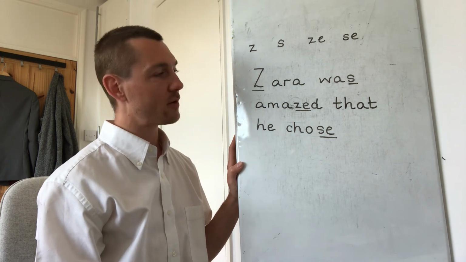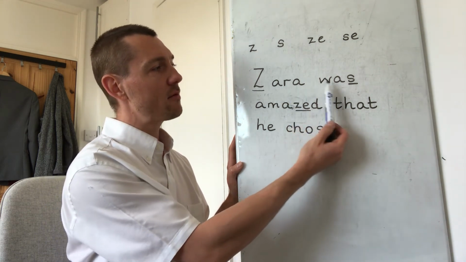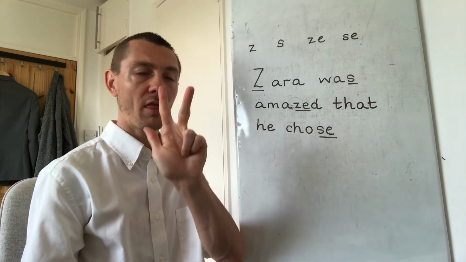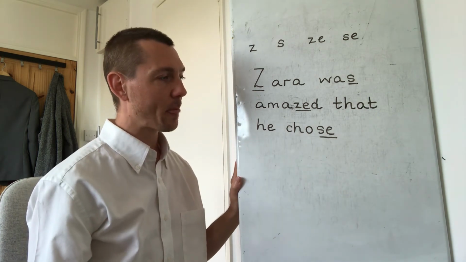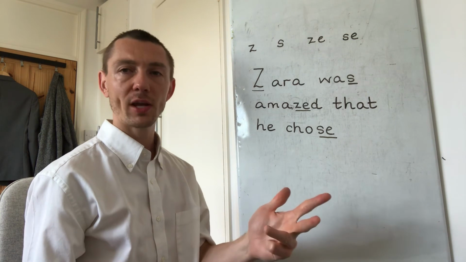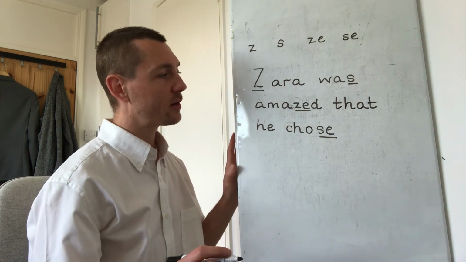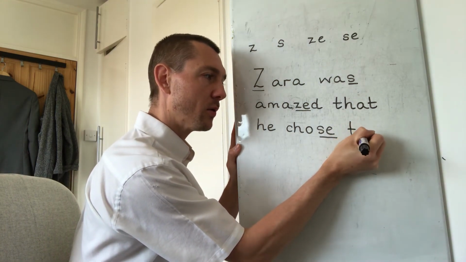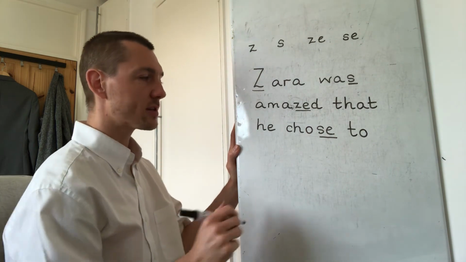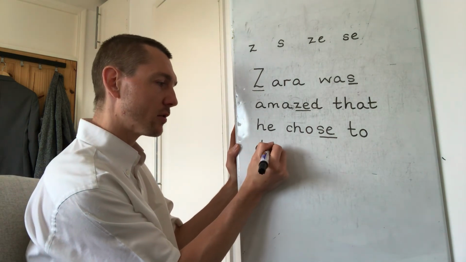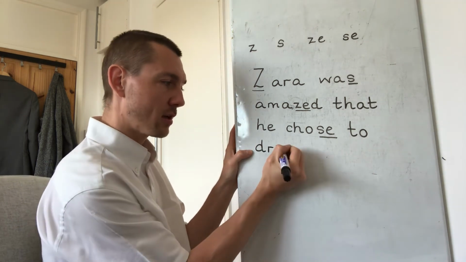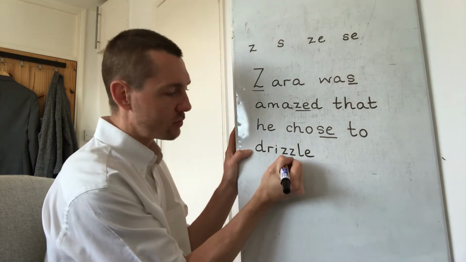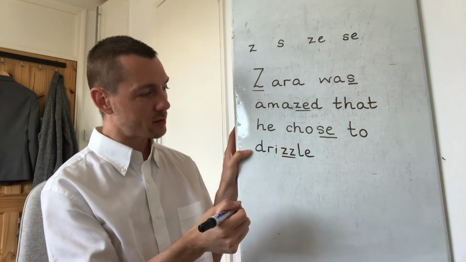Four words next I want to write. So the next four words. Zara was amazed that he chose to drizzle the cheese. Okay? To drizzle the cheese. Over to you. Okay, and we say t, u, to drizzle. D, r, i, dri, z, u, zul, dri, zul, drizzle.